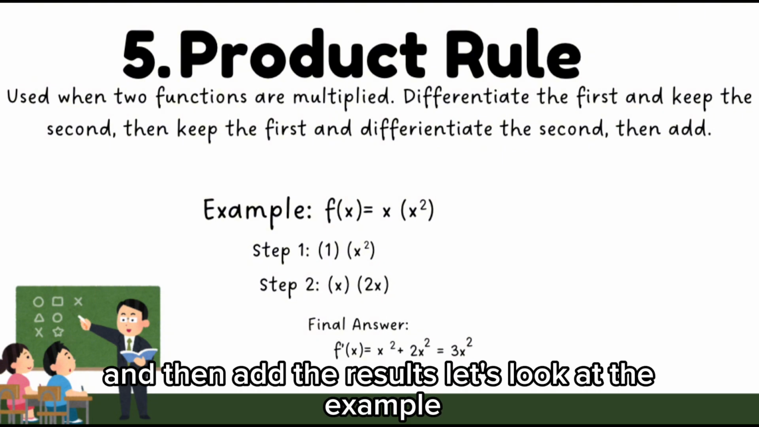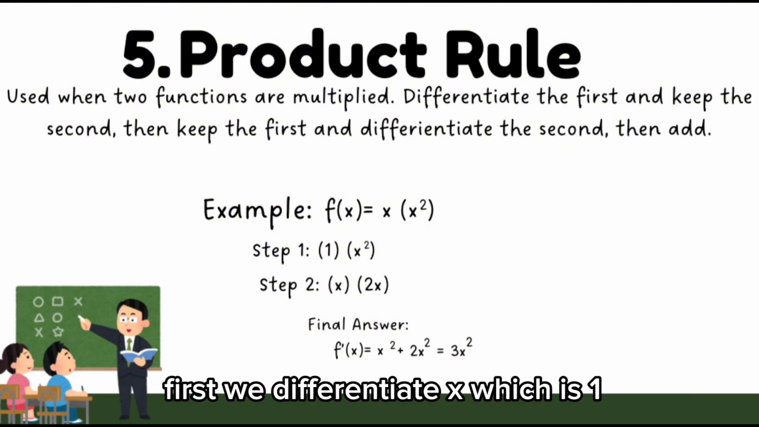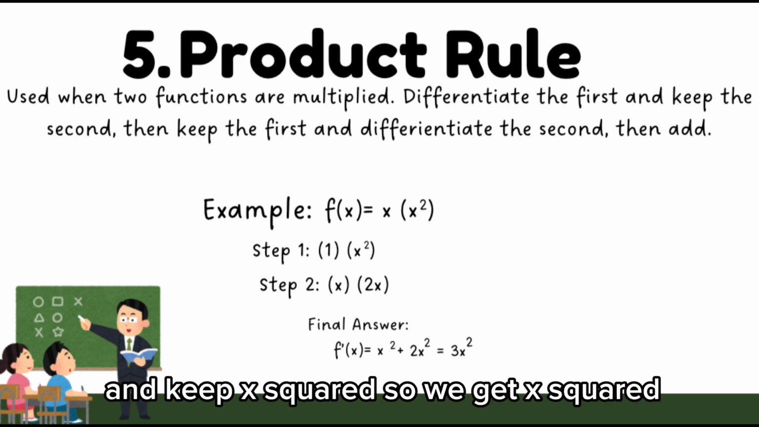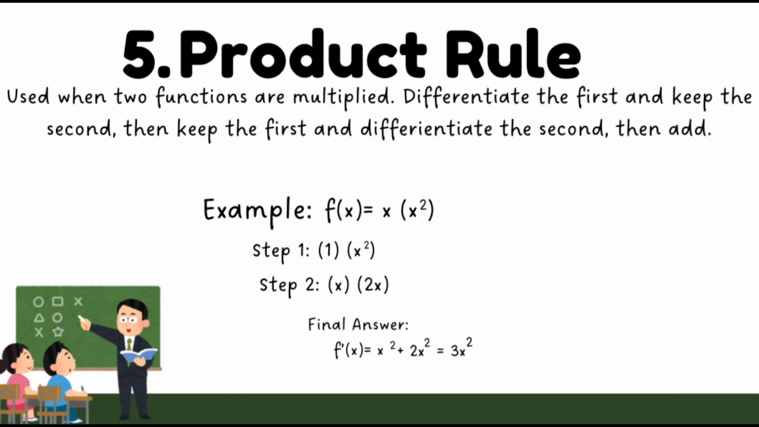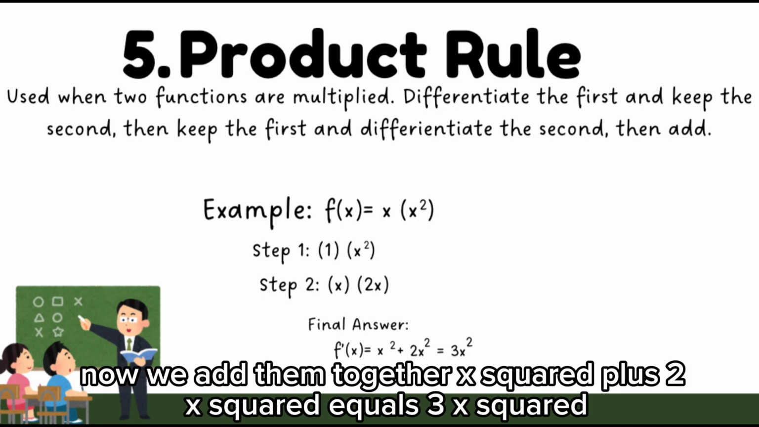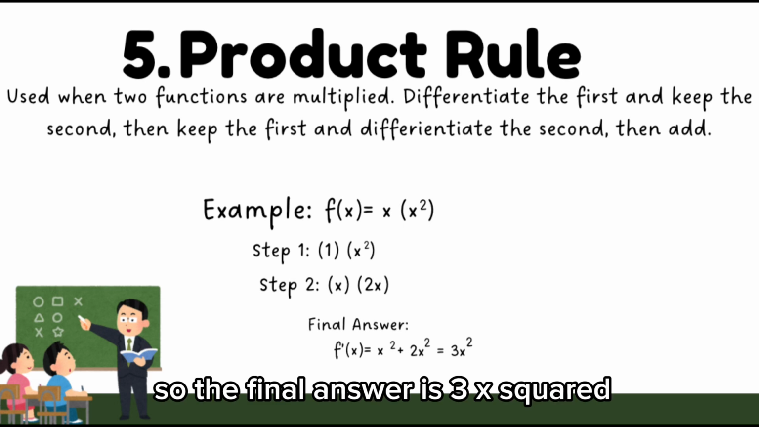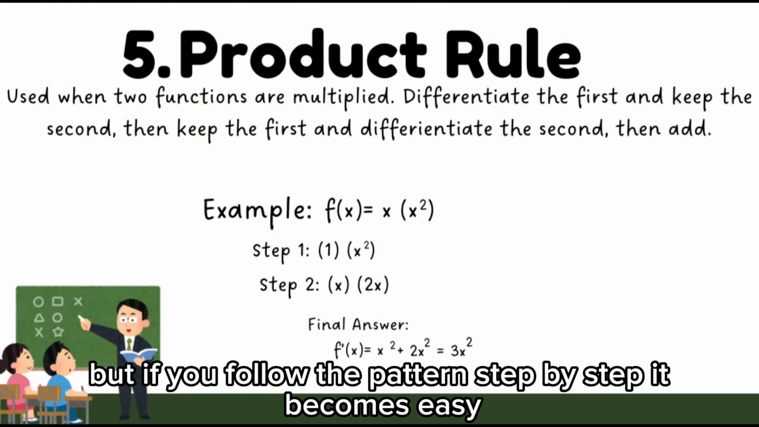Let's look at the example. We are given f of x equals x times x squared. First, we differentiate x, which is 1, and keep x squared. So we get x squared. Next, we keep x and differentiate x squared, which is 2x. So we get 2x squared. Now, we add them together. x squared plus 2x squared equals 3x squared. So the final answer is 3x squared. At first, it may look complicated, but if you follow the pattern step by step, it becomes easy.